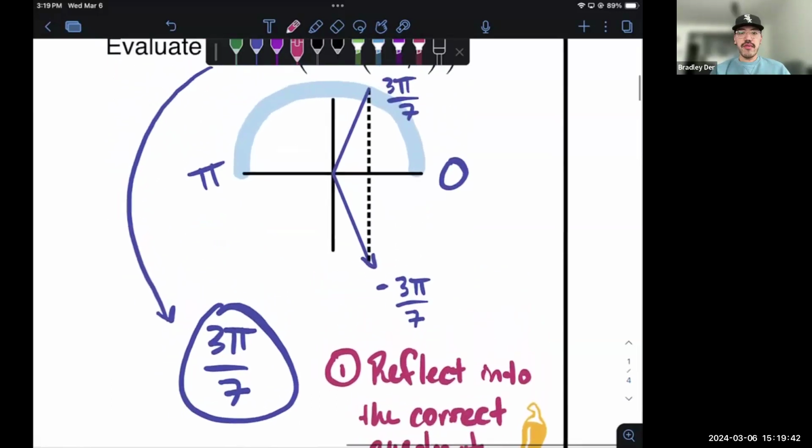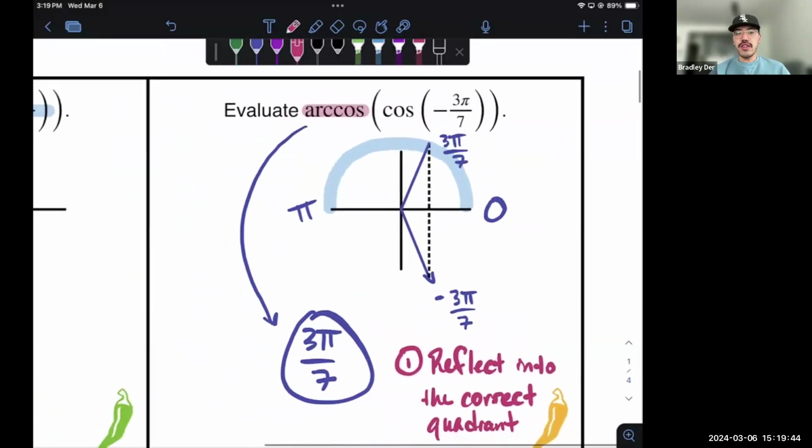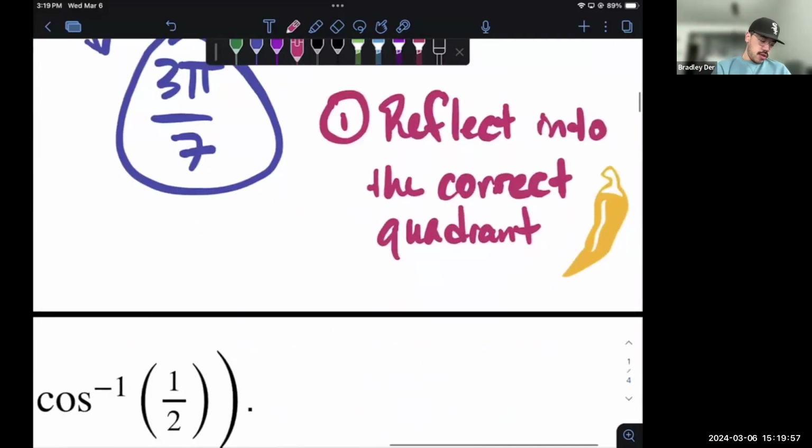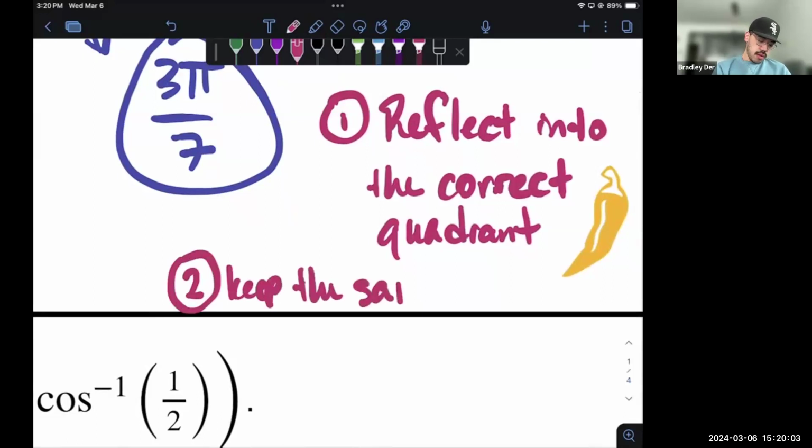So negative 3 pi over 7 was in quadrant 4. That quadrant isn't relevant for our cosine. We reflected over the x-axis into quadrant 1, where we have the same cosine value. Now we're in a quadrant that is actually relevant to our cosine. So reflection to the correct quadrant. And 2, keep the same reference angle.